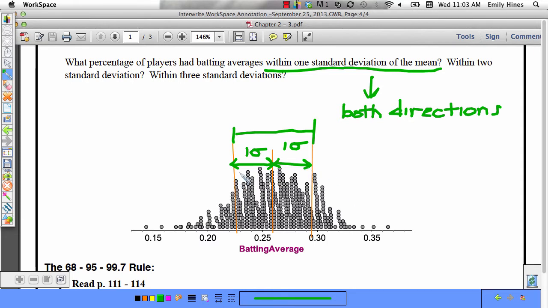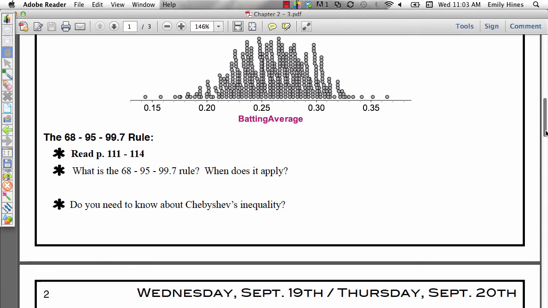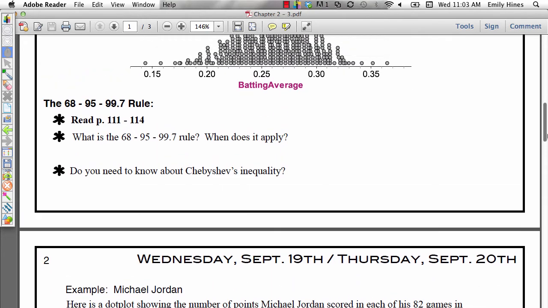And if you want, you can count them up and divide by all of the points, or you can just keep watching and find out with the rule that's next, which you may remember from Algebra 2. You may have learned this rule in Algebra 2, and it's called the 68, 95, 99.7 rule.